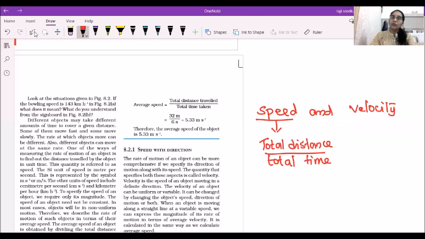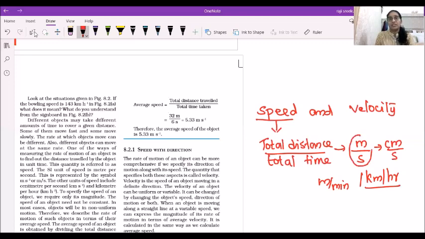Okay, and the unit of speed: the unit of distance can be meter, and the unit of speed is meter per second. It can be centimeter per second, meter per minute, or kilometer per hour. Normally in cars we use kilometer per hour. So these are the different units of speed, but the SI unit of speed is meter per second. That is the standard unit we use in physics.